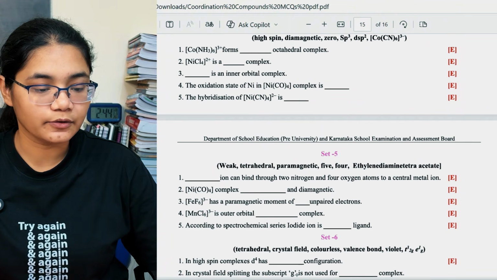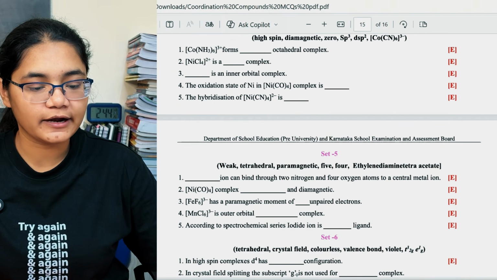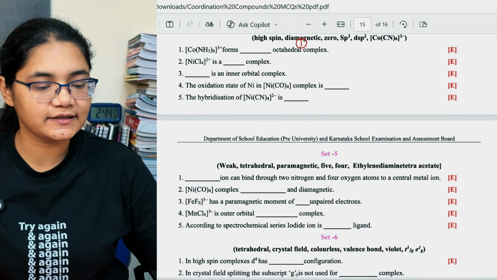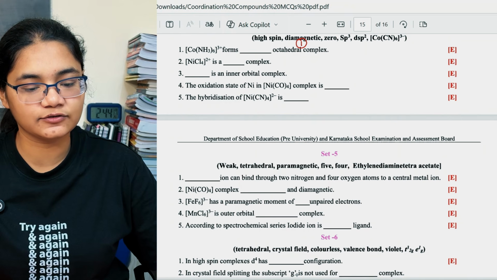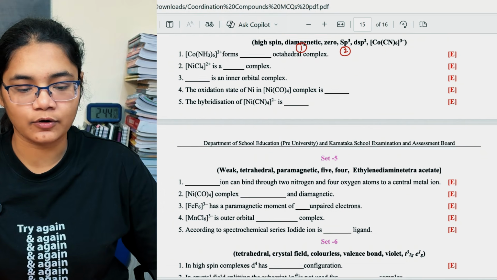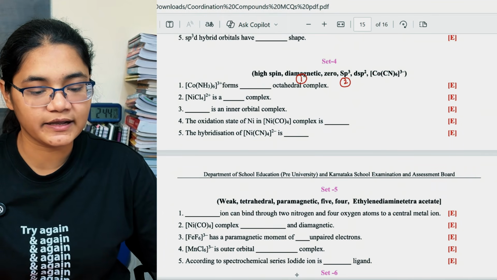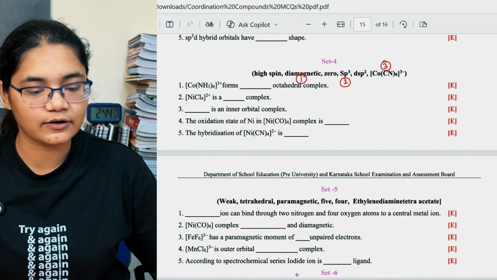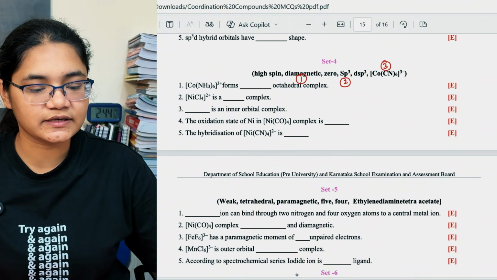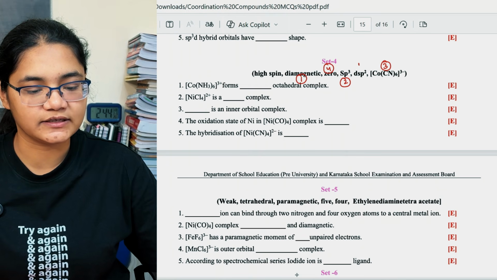[Co(NH3)6]3+ forms a dash octahedral complex, diamagnetic. [NiCl4]2- is a dash complex. It is an sp3 complex, right? Or we'll see the options. Yes, dash is an inner orbital complex. [Co(CN)6] is an inner orbital complex. The oxidation state of nickel here is 0. Hybridization of [Ni(CN)4] is dsp2.